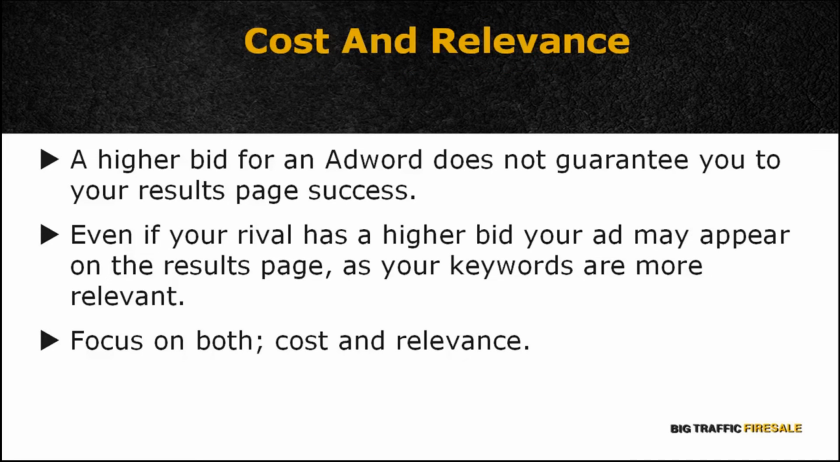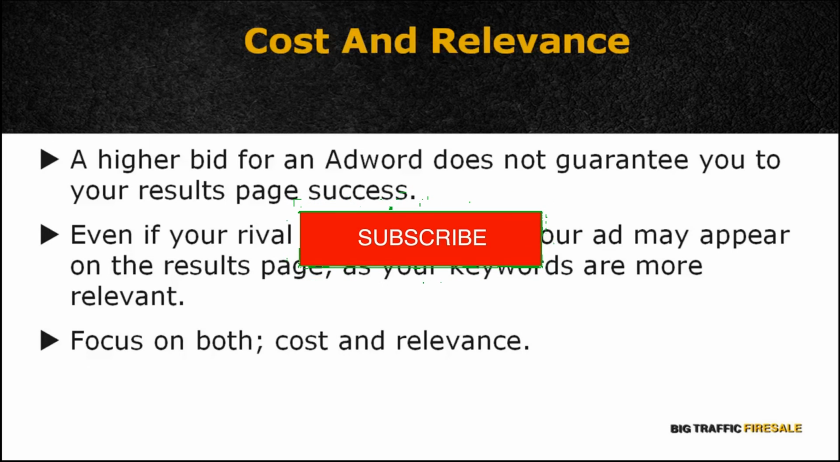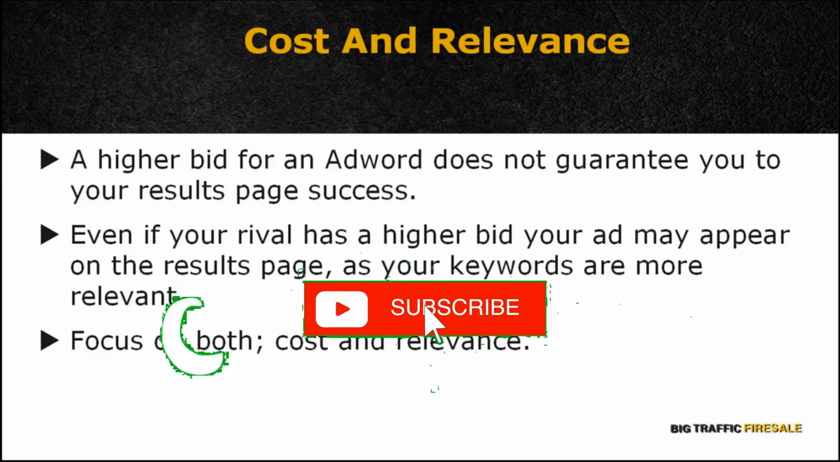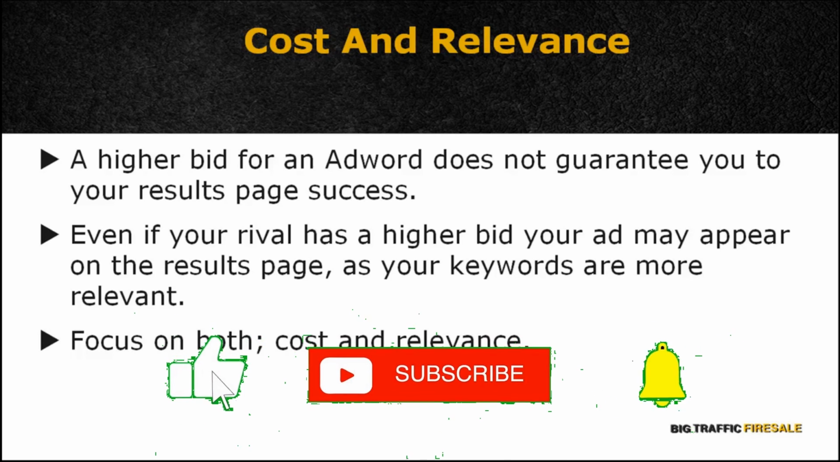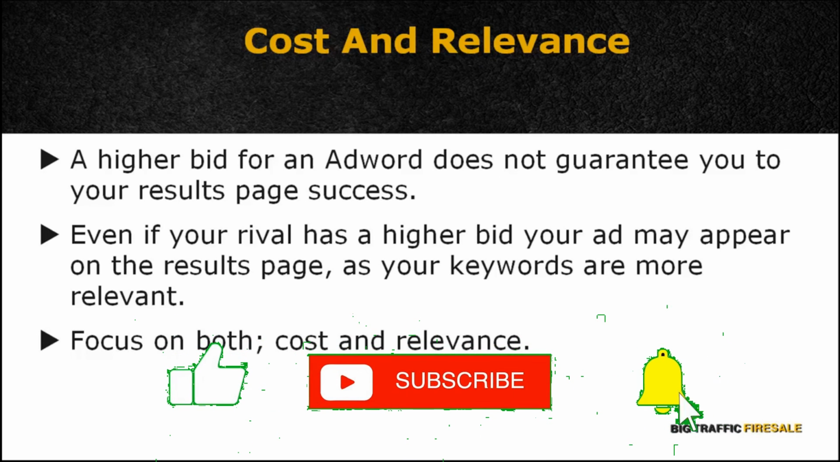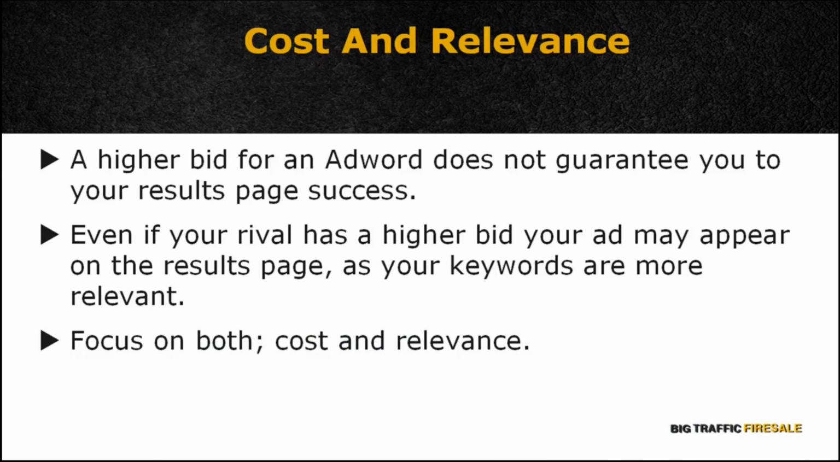You should take into account that a higher bid for an AdWord does not necessarily buy you results page display success. As a matter of fact, even if your rival's bid is higher, it's possible that you appear above their ad. The reason being your quality score is better. Higher quality score, lower CPC, so focus on both cost and relevance.